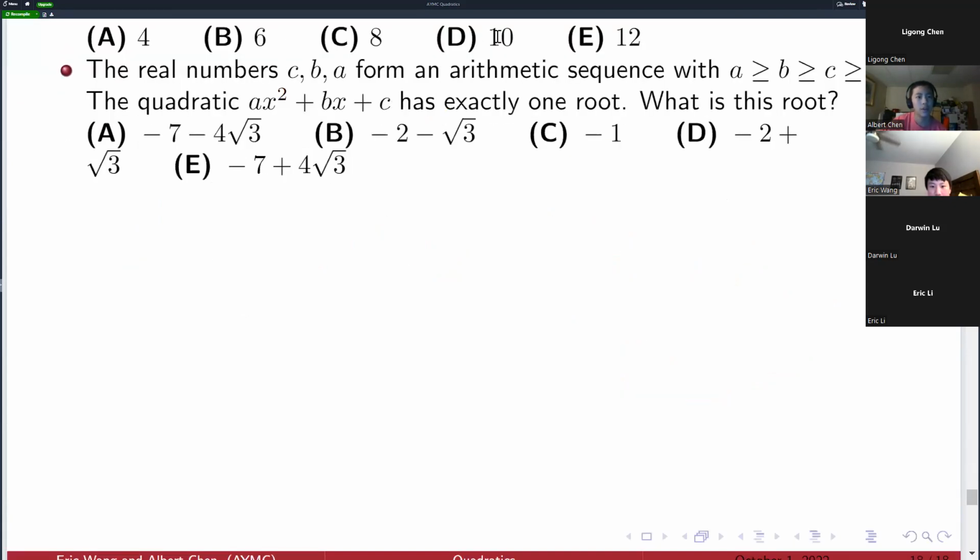The real numbers C, B, A form an arithmetic sequence with A greater than or equal to B, greater than or equal to C, greater than or equal to 0. The quadratic AX squared plus BX plus C has exactly one root. What is this root?